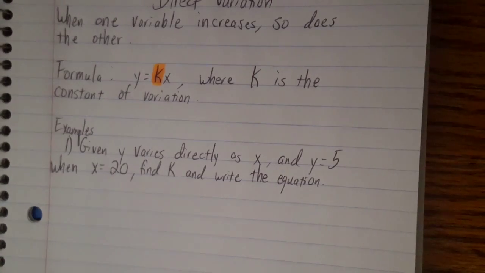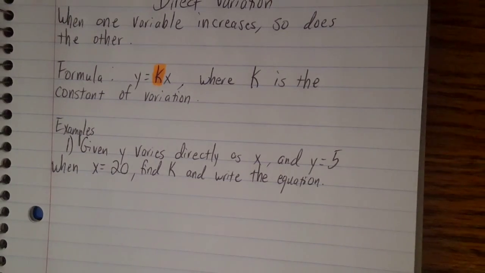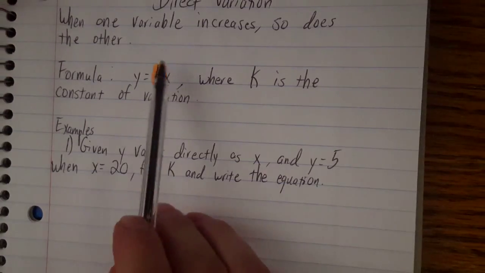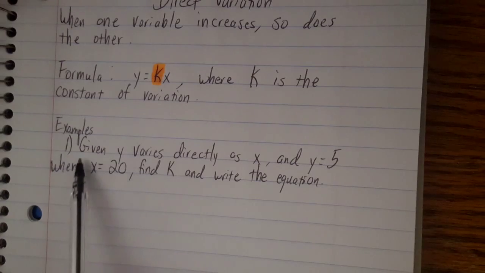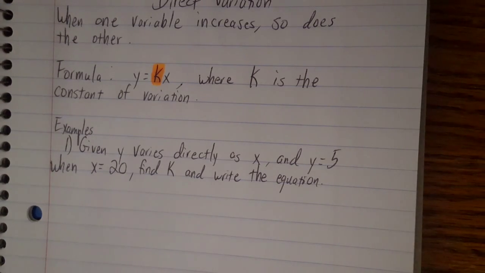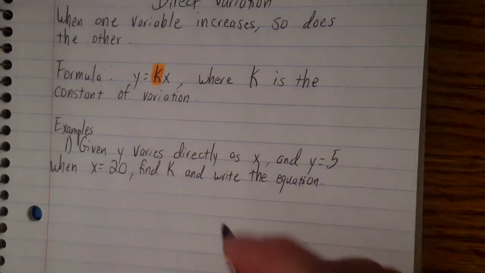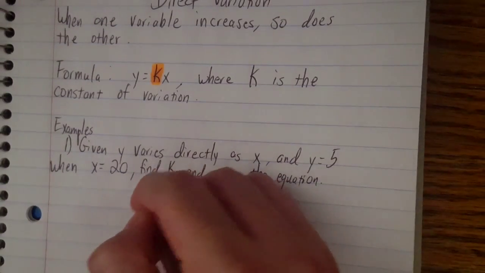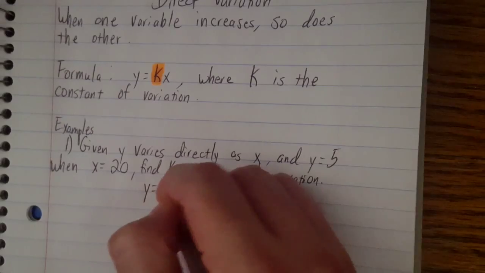Okay, so let's talk about some examples really quickly to help clarify this concept. First one, given y varies directly as x. So just off of that statement, I know I'm going to be working with this equation, because it tells me that these two variables vary directly. So I know I can go ahead and write that equation: y equals kx.